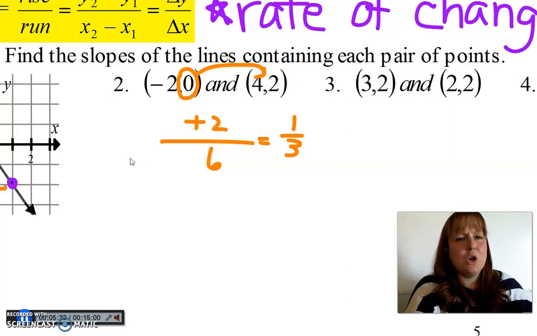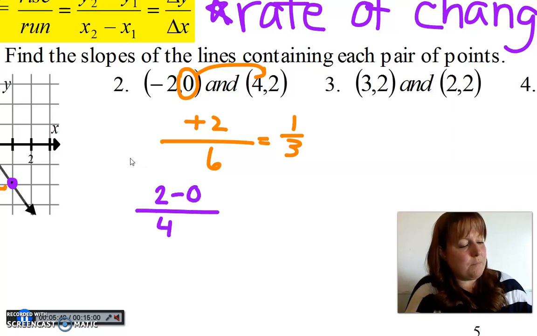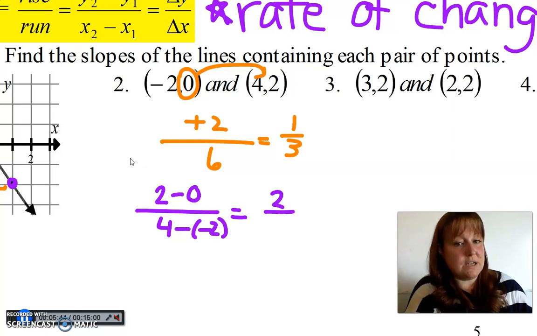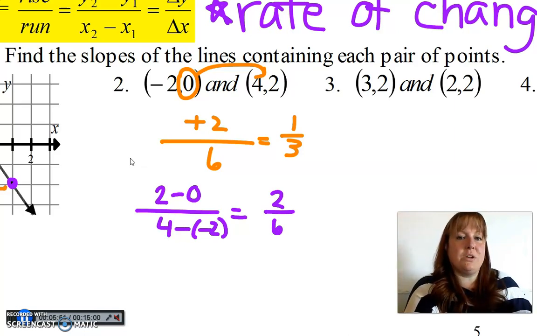You could have graphed it. We could have done y2 minus y1. So that one would look like this: 2 minus 0 over 4 minus negative 2, which is 2 over, and then 4 minus negative 2 is positive 6. So either one of those works. I just like to think of it in terms of how much did we actually change, because, you know, rate of change.